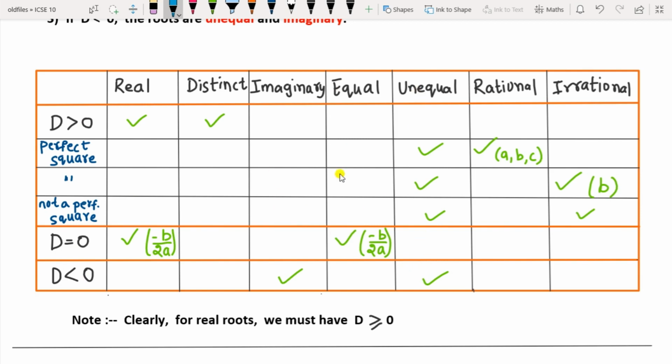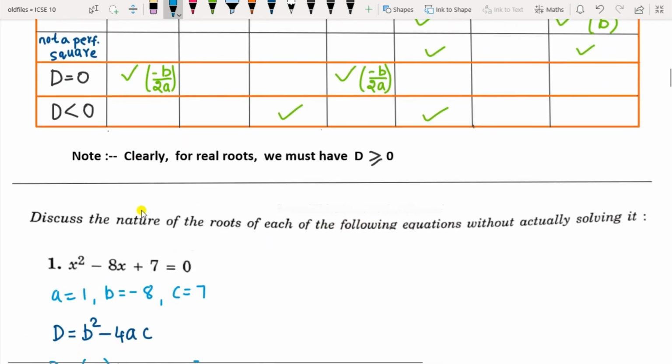So this table you have to learn properly. From the table we can see clearly that for real roots we must have D greater than 0 or equal to 0, then only we will have real roots. Okay. So let us start with the exercise here.